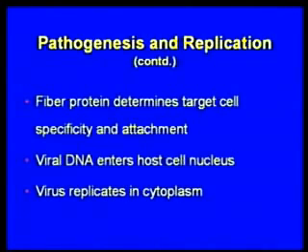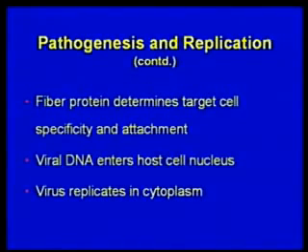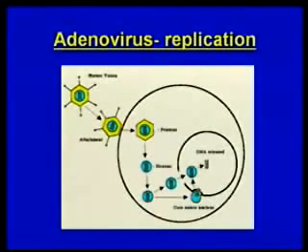Like we talked about these projections, the fiber protein determines the target cell specificity. It's also important as a viral attachment protein. Once the virus attaches to the cell, the DNA enters into the cell and actually goes into the host cell nucleus. This is an important feature of adenovirus because there is actual viral genome entering into the host cell. And sometimes it can get incorporated into that host cell genome, which we'll talk about later. But the rest of the virus replicates in the cytoplasm and is assembled there and then enters the nucleus.